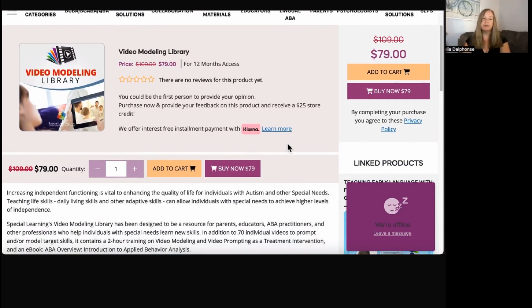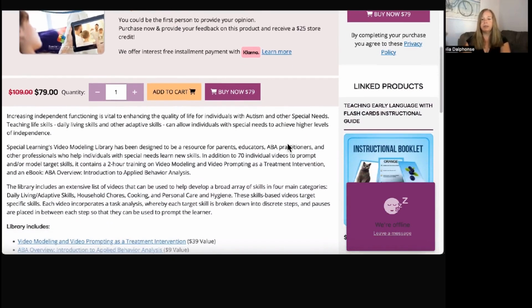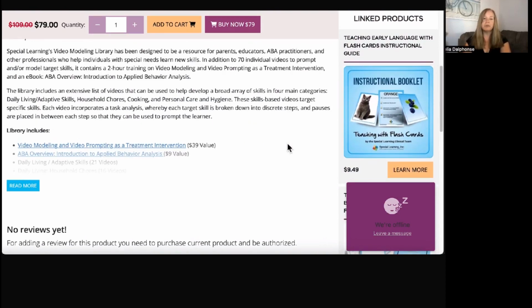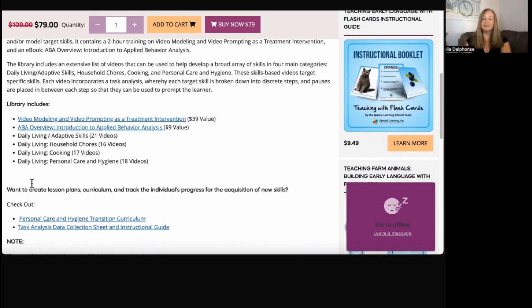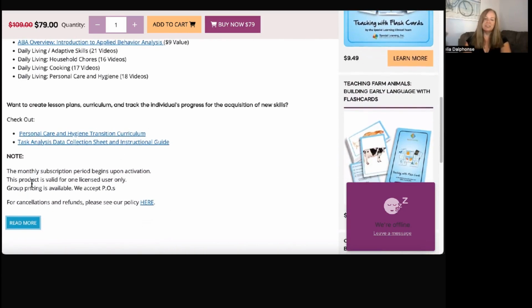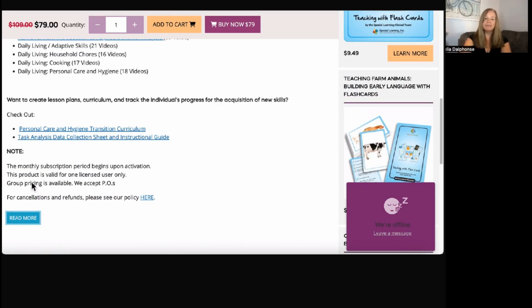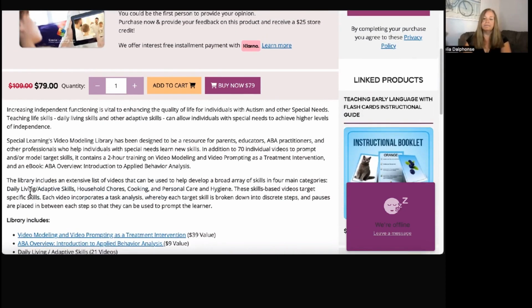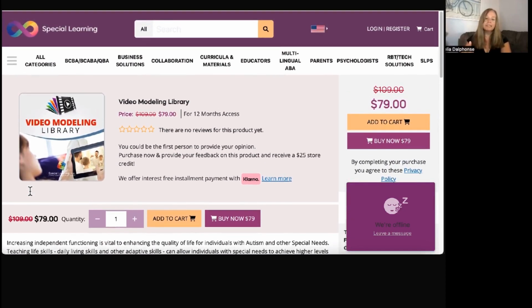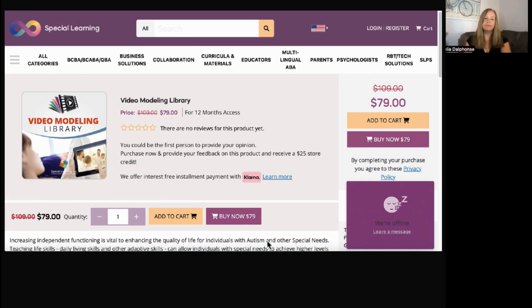So the next product that we're going to look at is the video modeling library. This is sold by Special Learning. It's on sale right now for $79. I don't know if it's always $79 or if that's just a special price. You can see that they give you a brief description of what the product includes.